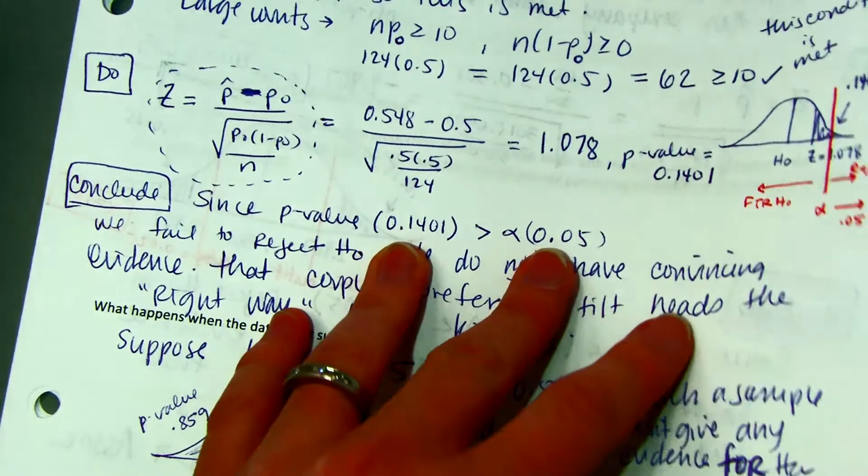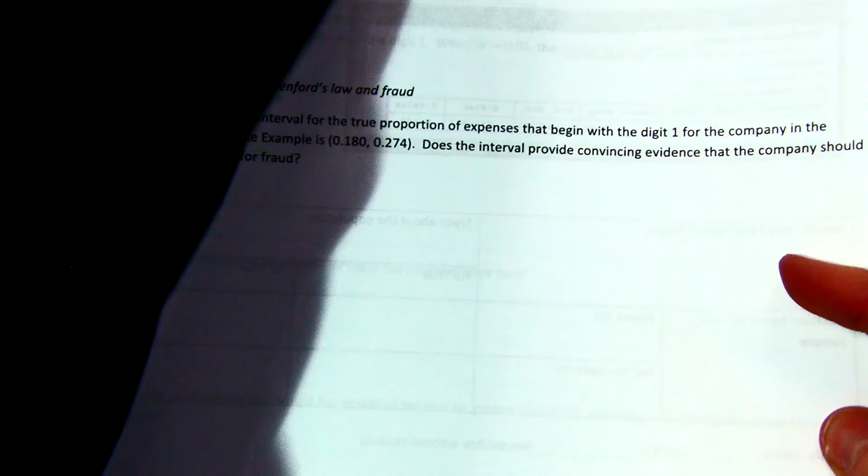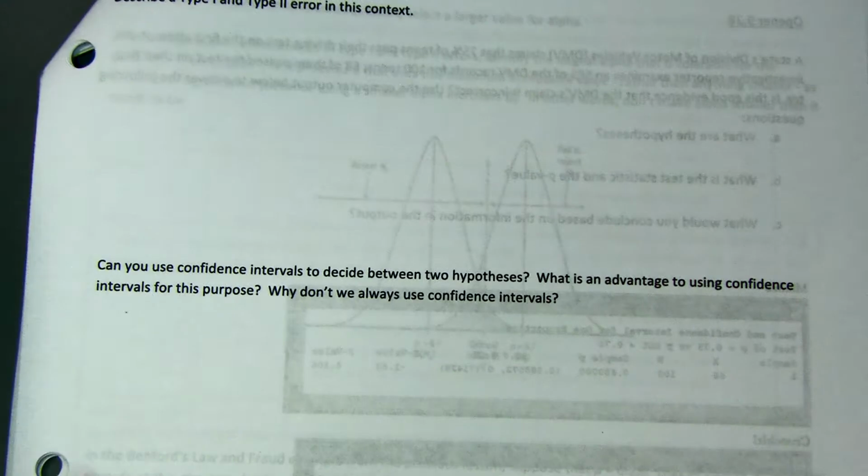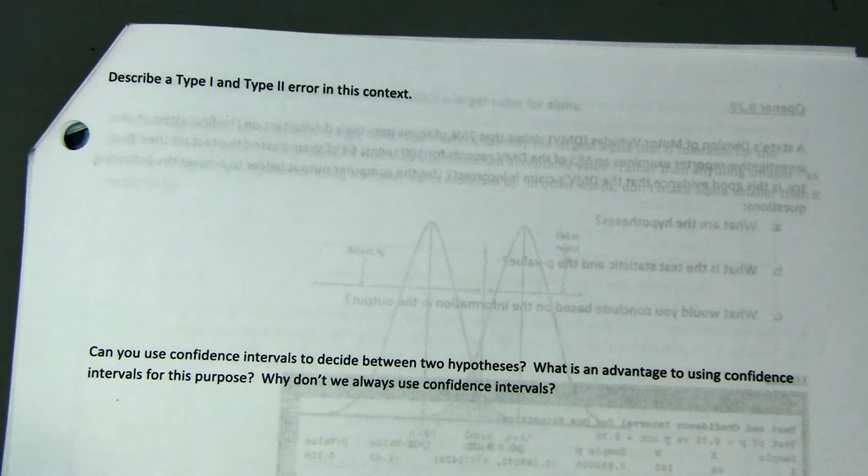Okay, so can you describe a type 1 and a type 2 error in the context of the Benford's law problem?